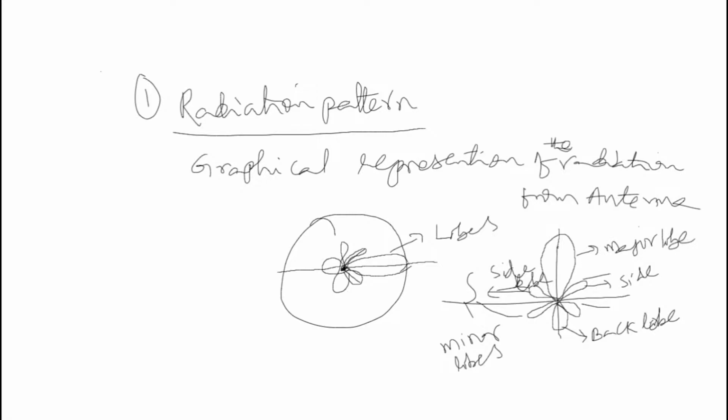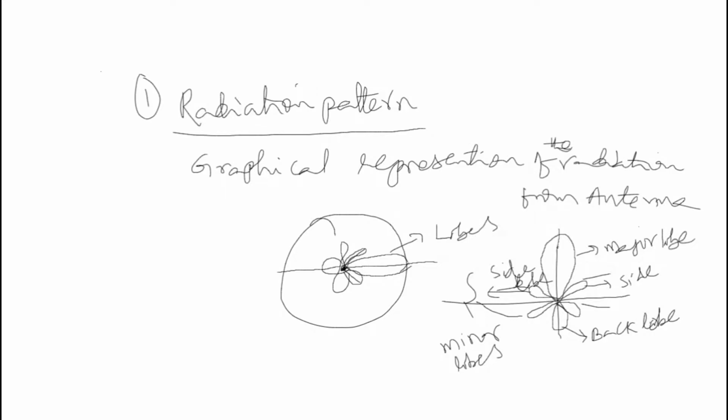As the antenna is a directional element. What is meant by directional element? It radiates maximum in a particular direction only. That maximum is represented by the major lobe. In this direction we have maximum radiation, that is represented by the major lobe. In other directions we have the radiation that is represented by minor lobes.